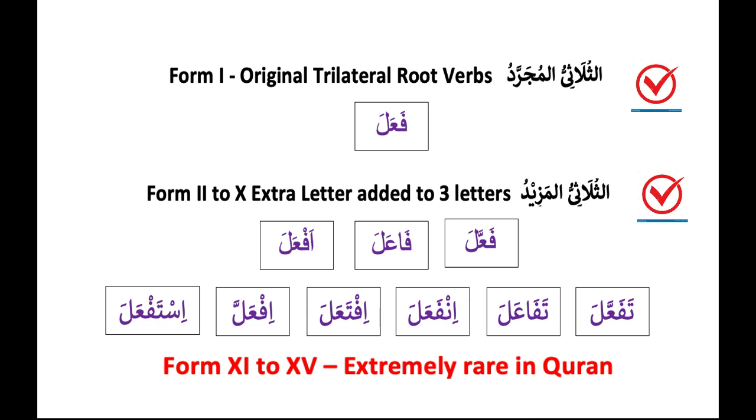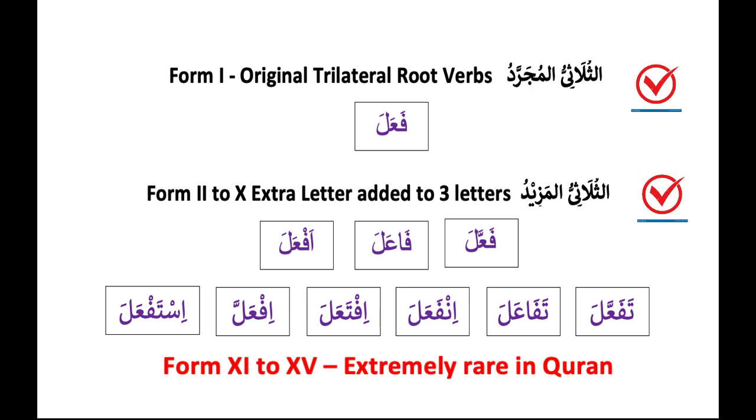So it is important at this stage to really understand these two terms and remember. As-sulasiul mujarrad, original, 3. As-sulasiul mazid, they are the increased version after adding 1 letter, 2 letters or more letters with the original verb, and they will be called as-sulasiul mazid.